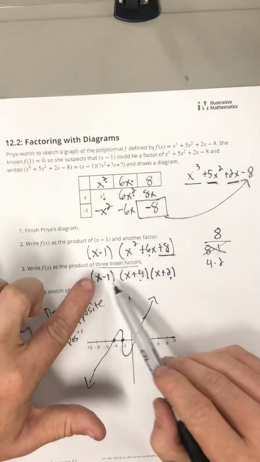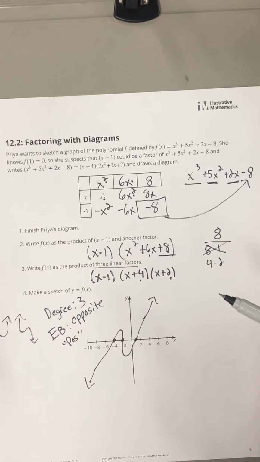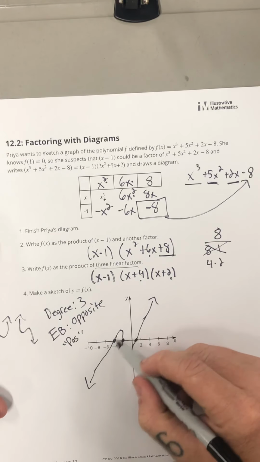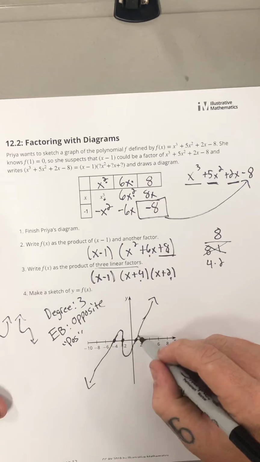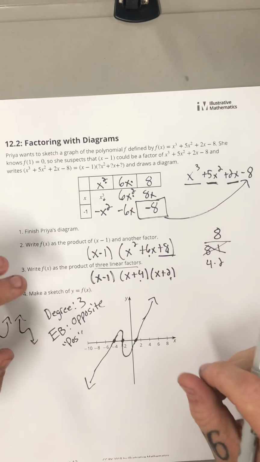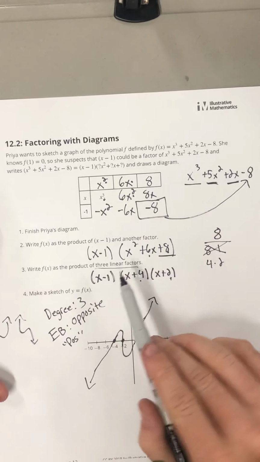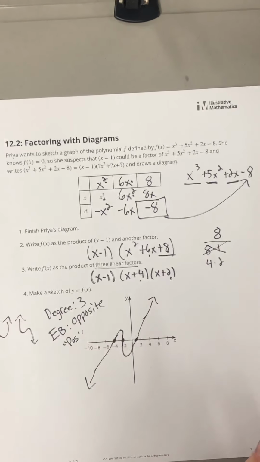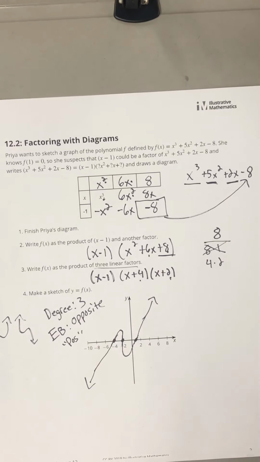Notice that each x-intercept, none of these are repeated. So at the graph, I go straight through every single time. Remember multiplicity, if it was to happen twice, it would bounce. If it happened 3 times, it would bend. But in this case, each one of these x-intercepts only happens 1 time, so it goes straight through.